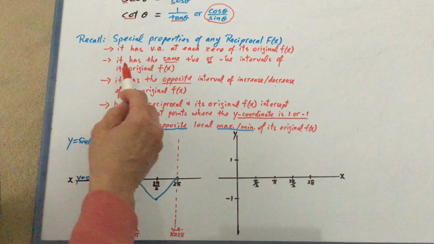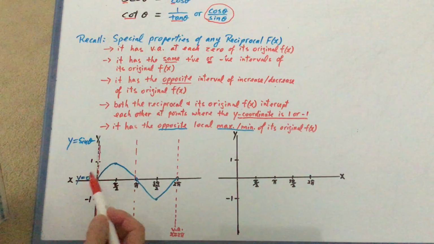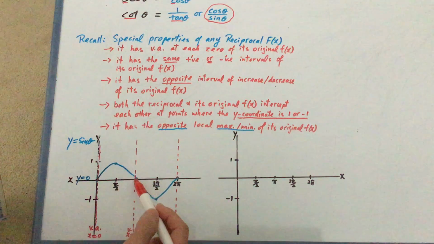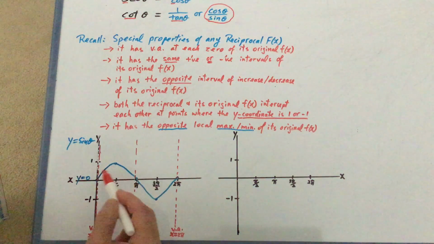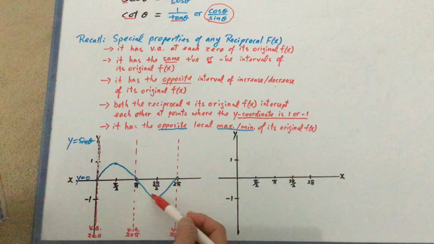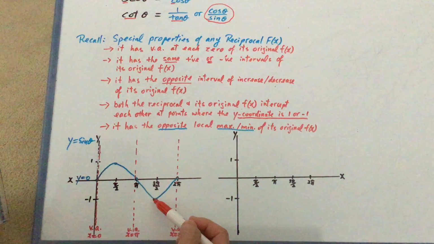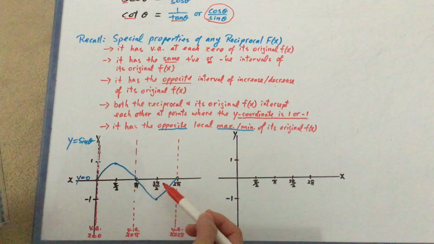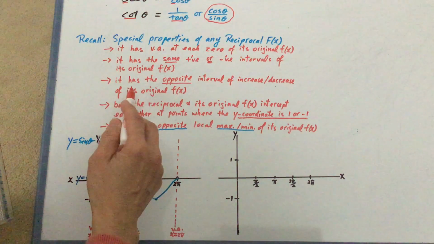Secondly, it has the same positive or negative interval as its original. Obviously, from 0 to pi, where the original function is above the x-axis, my reciprocal will also be above. But between pi and 2 pi, my original function is below the x-axis, so obviously the reciprocal function will also be below the x-axis. I'm going to show you that after I've gone through all of the key features.